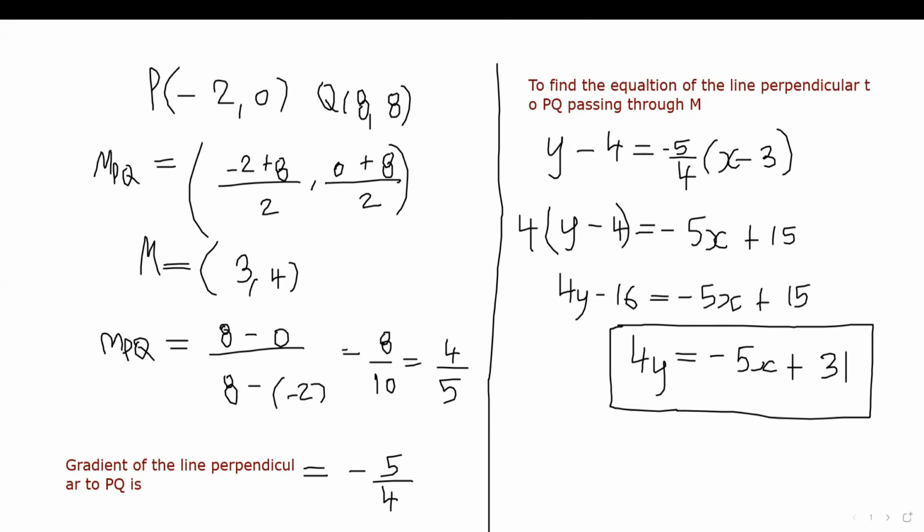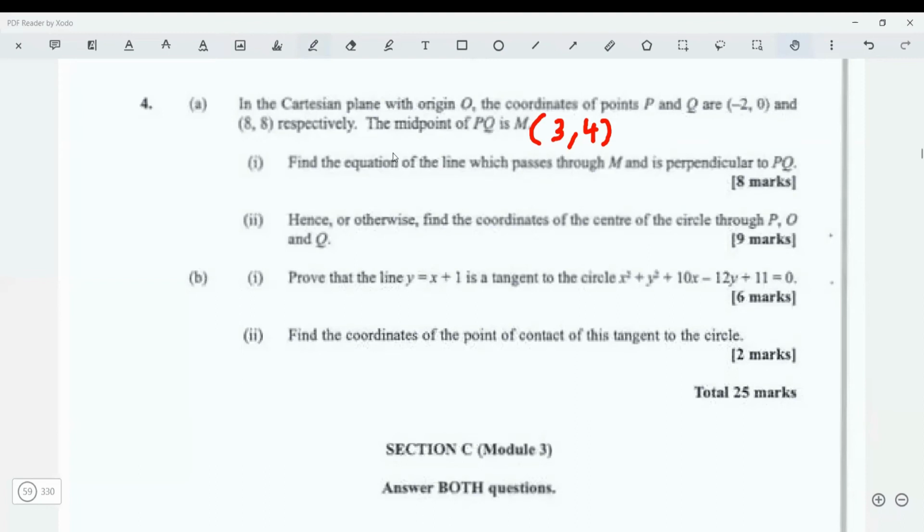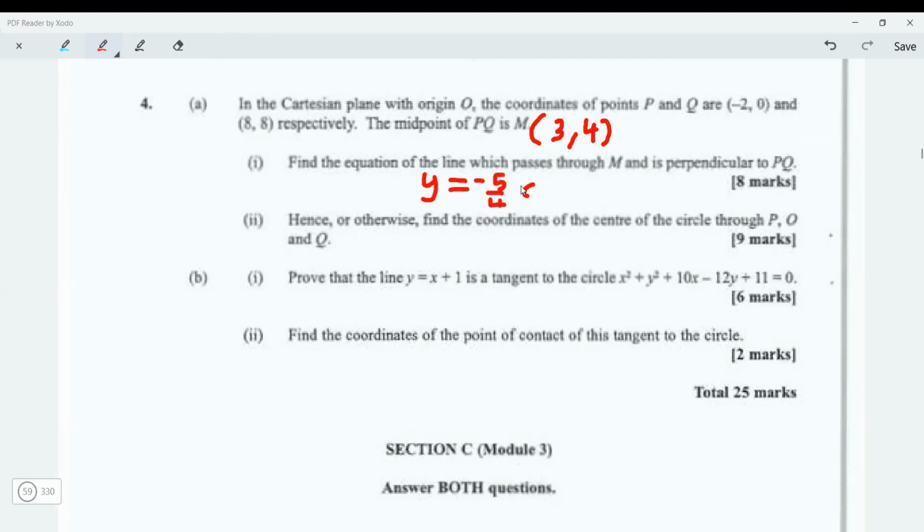All right. If you want to write it a little bit better, you could tell them the equation of the line is y equals negative 5 over 4 x plus 31 over 4.